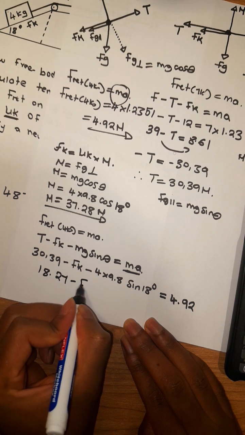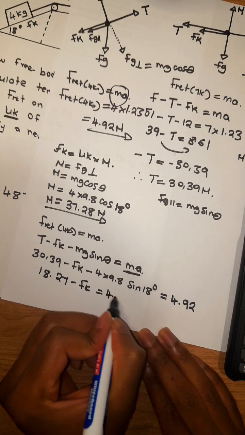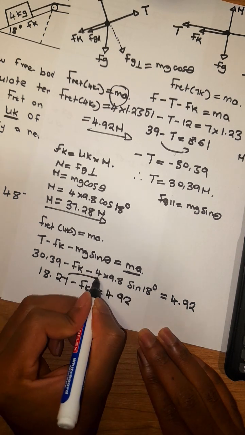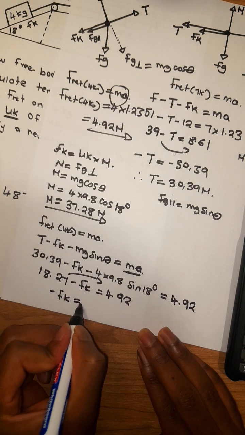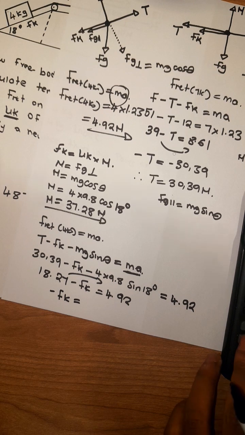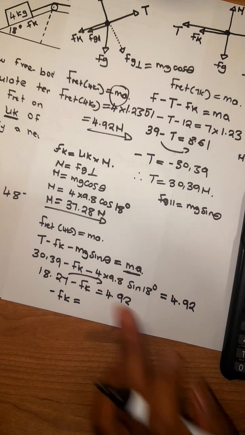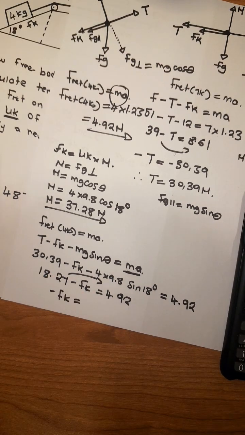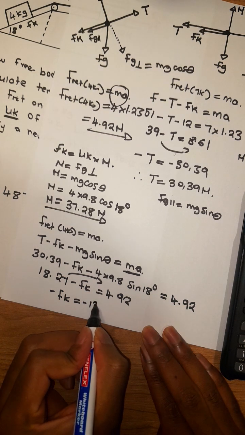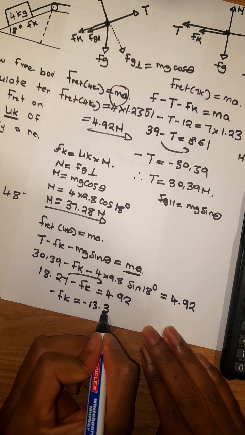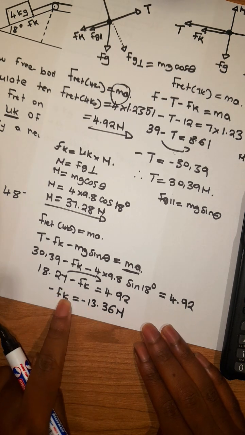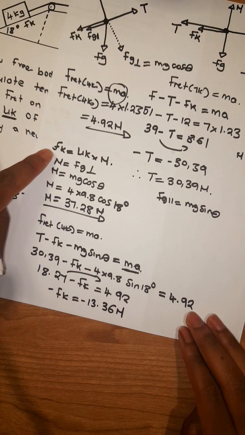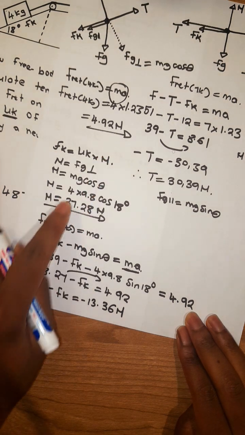18.27 minus Fk, that actually equals 4.92. So I want to take this to the other side. I have minus Fk equals 4.92, and then I subtract this value. I end up having friction that's minus 13.36 newtons. So now you have your Fk. Now your formula is complete. You have Fk and you have your normal force.